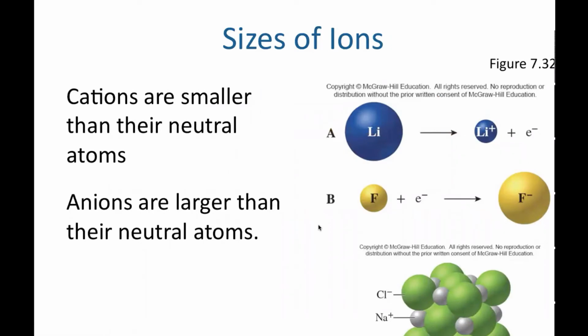This is another trend too. Lithium versus fluorine are both in the second period, and fluorine is smaller. But once fluorine gains an electron, you see the arrow, and becomes a fluoride ion, the ion is bigger. When lithium loses an electron, it essentially loses its second shell. It becomes much smaller. So that's a really important idea: cations are smaller than their neutral atoms, and anions are larger than their neutral atoms.